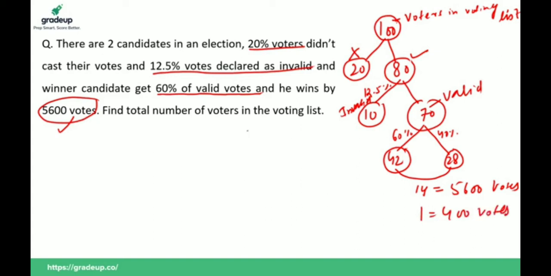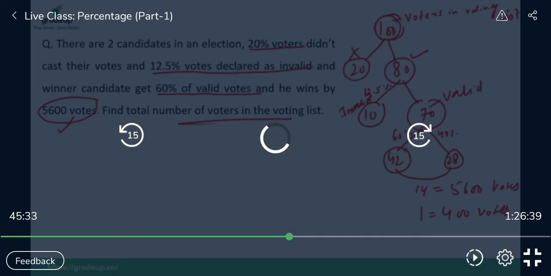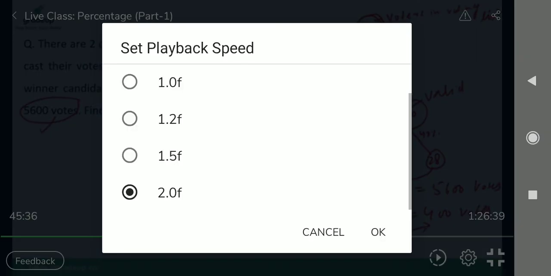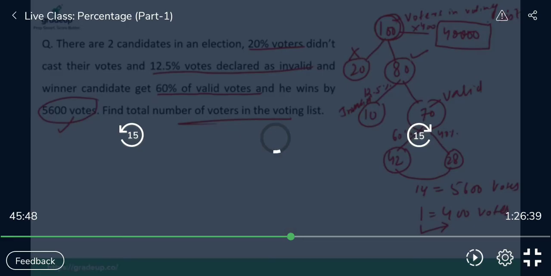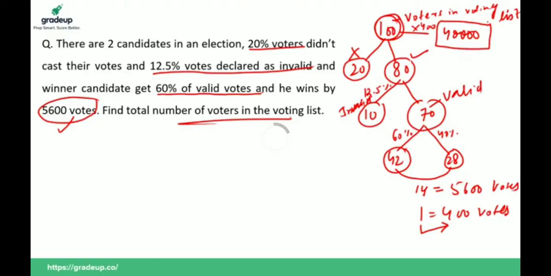We have to find the total number of voters in the voting list, and the total number of voters in the voting list is 100. And we have 1 unit equal to 400, then 100 is equal to 40,000 voters. So there were 40,000 voters in the voting list. Yes, guys, this is a very, very, very important question.